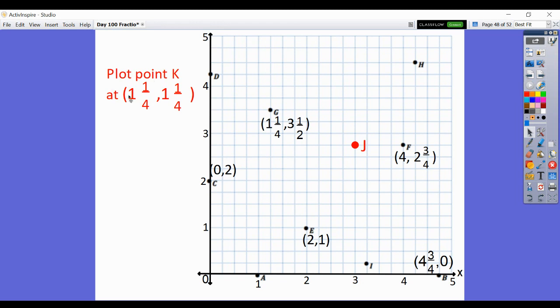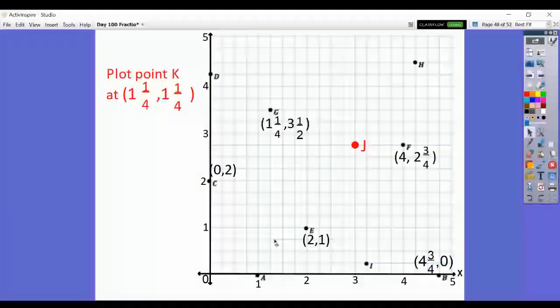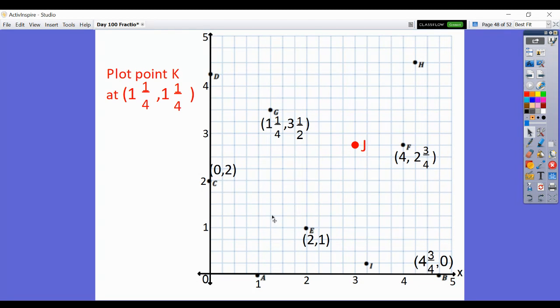Plot point K at 1 1/4 and 1 1/4. Well, 1 1/4 and 1 1/4 should be right here. 1 1/4, and then up to 1 1/4. K, right there.